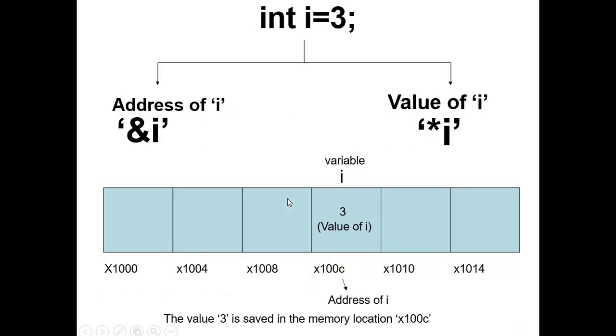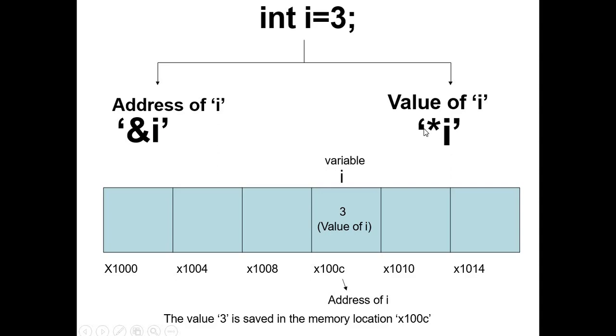We'll take another example. Now here I equal to 3, an integer data type. Address of I, if I refer to it, is the address present with respect to the I variable. Now, if I mention star I, that is nothing but the value stored in the I variable, which in this example is 3. Here, star I will fetch me the value 3, and address of I will fetch you the value x1100c. This is the difference between ampersand and star.